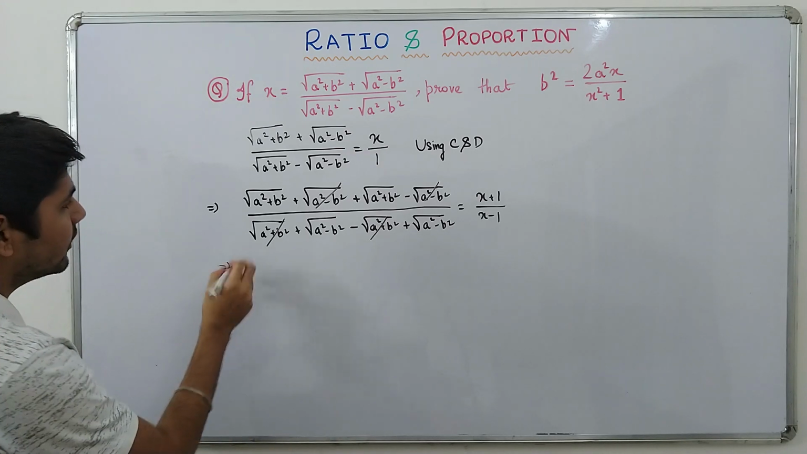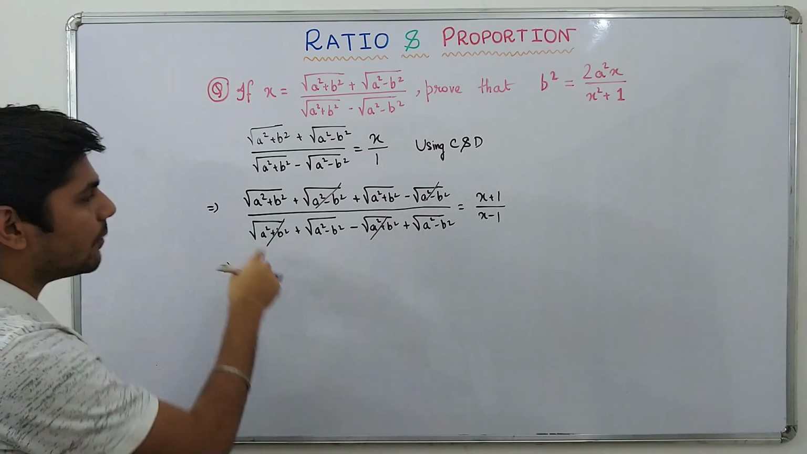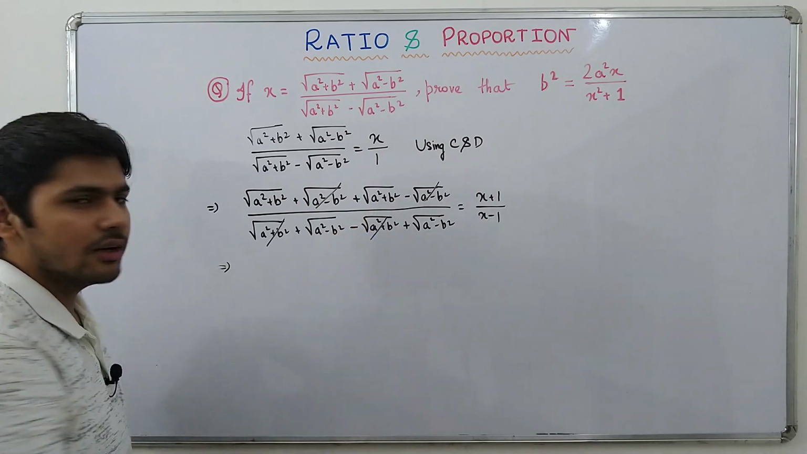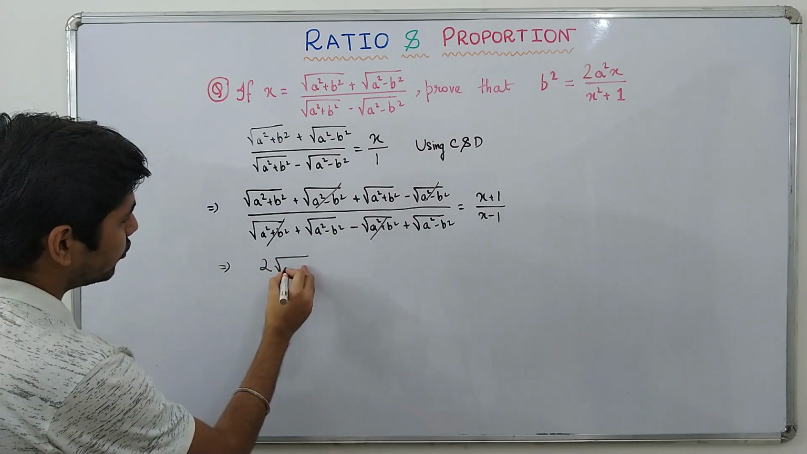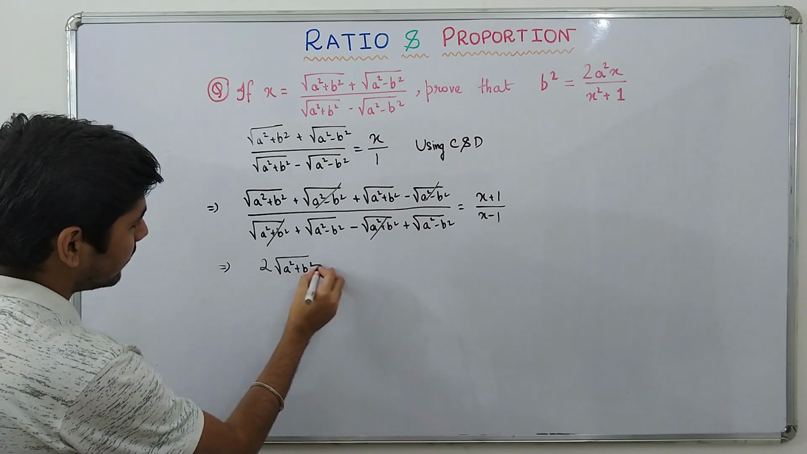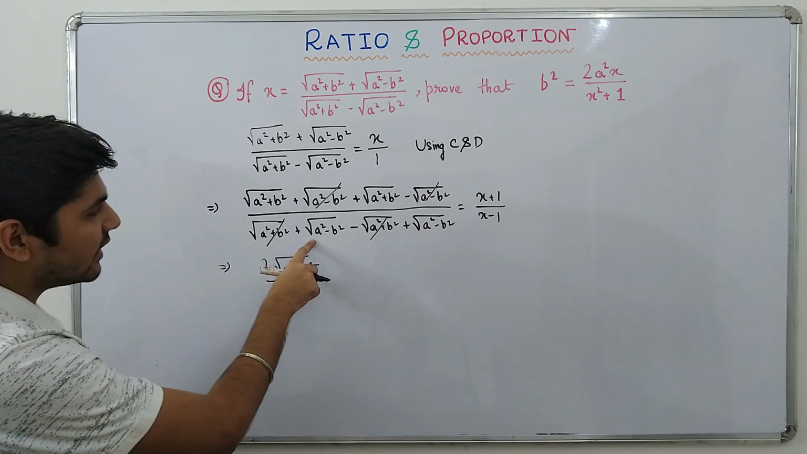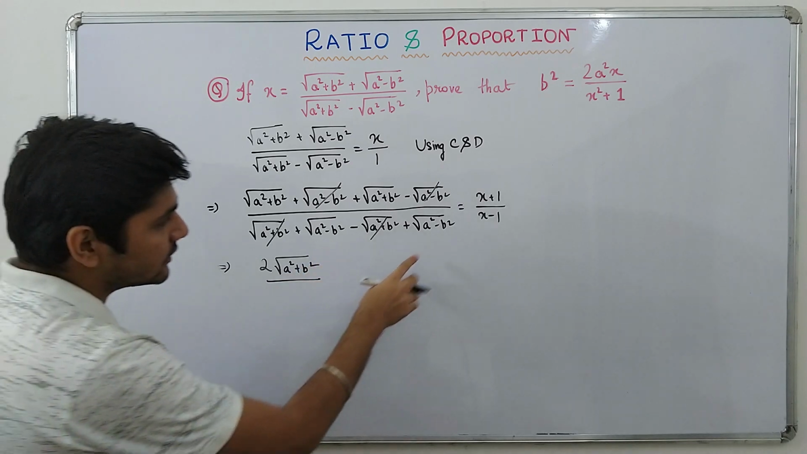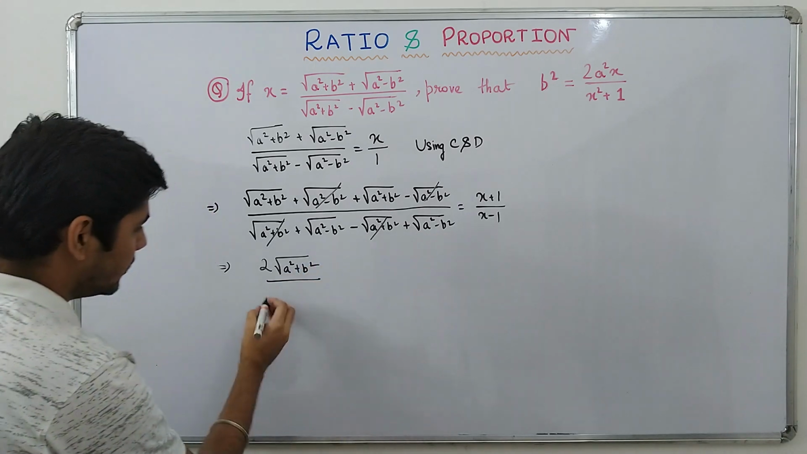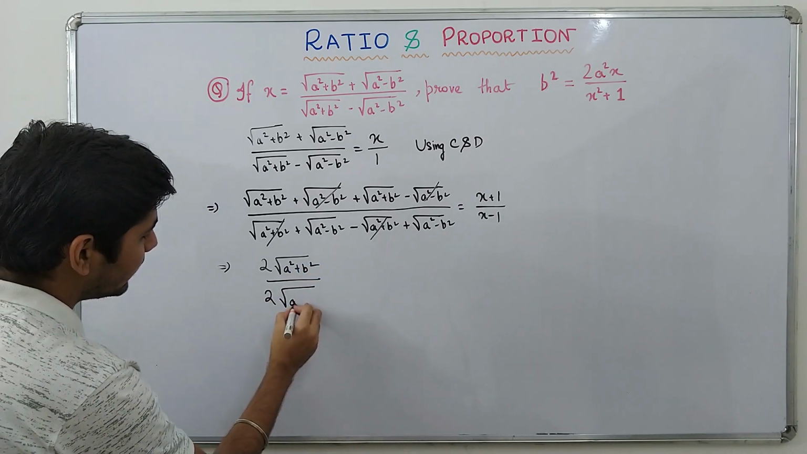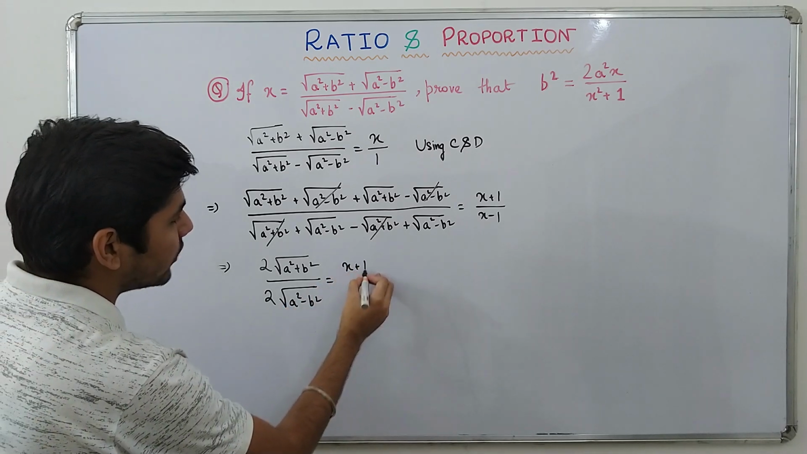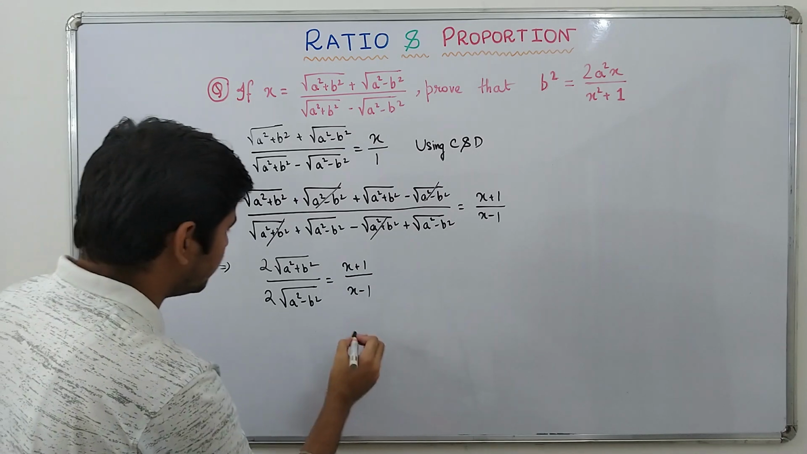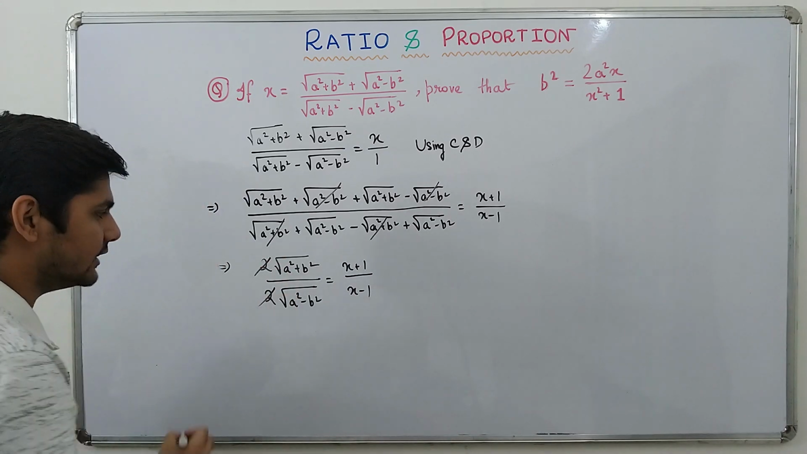So what do we get? Root over a square plus b square plus root over a square plus b square. So 2 into root over a square plus b square by root over a square minus b square plus root over a square minus b square. So 2 into root over a square minus b square is equal to x plus 1 by x minus 1. This 2 and this 2 gets cancelled out.